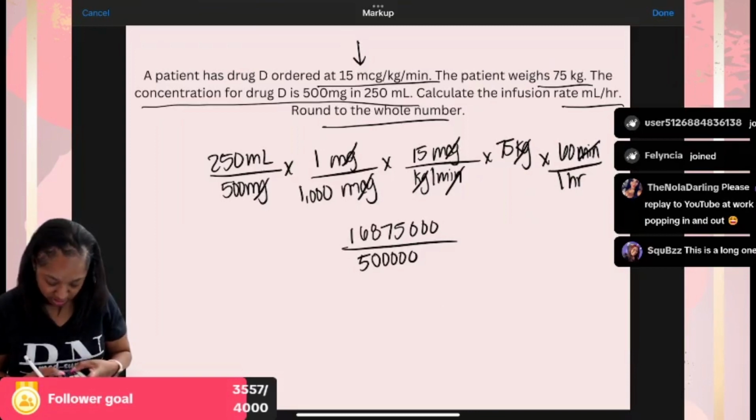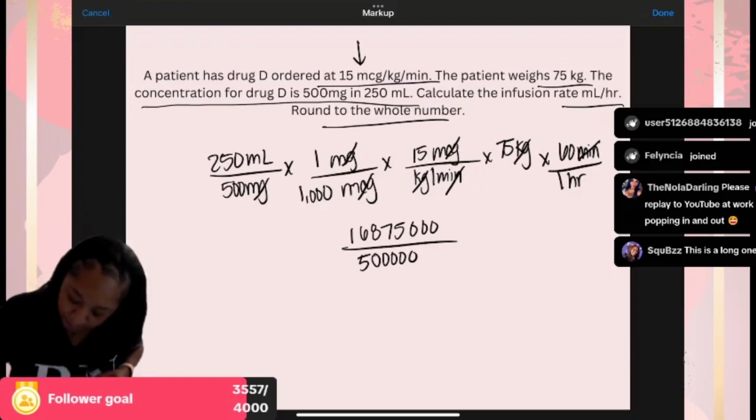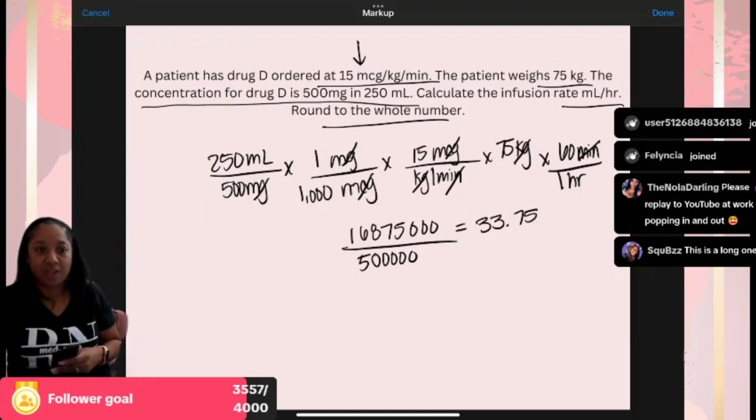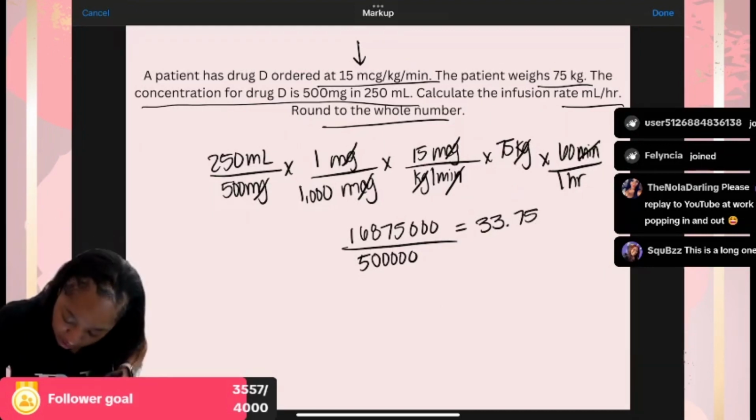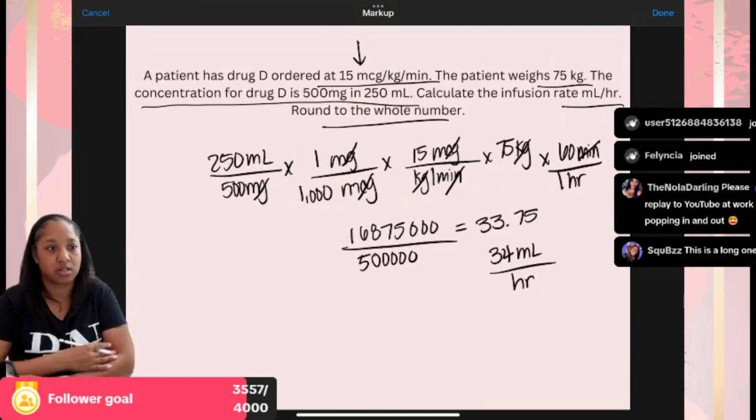Okay, 1, 6, 8, 7, 5, 0, 0, 0 divided by 5. That's 33.75. Round to the nearest whole number, so it's going to be 34 milliliters per hour.